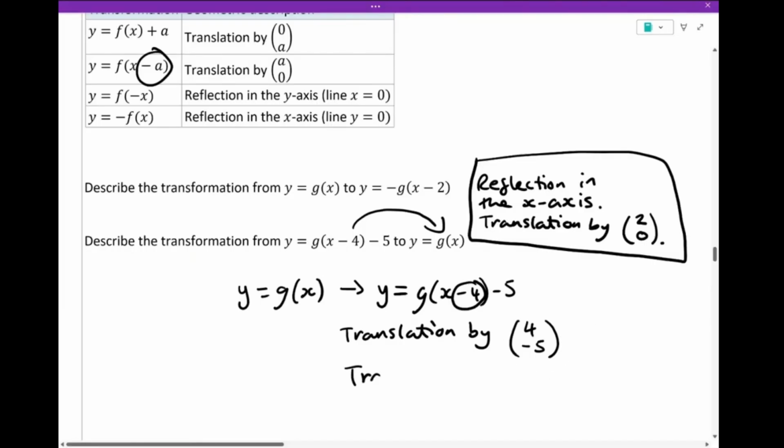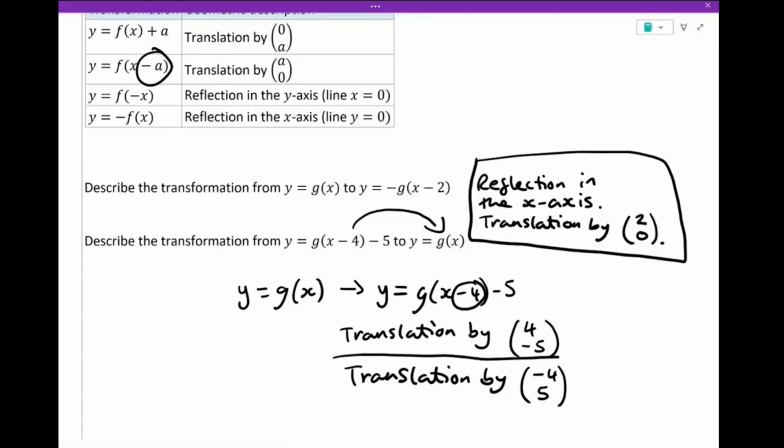So it'd be a translation still. However, the vector would be, instead of doing 4 to the right, we want to do 4 to the left. So that's negative 4. Instead of going 5 down, we want to go 5 up. So that's going to be positive 5. Essentially, you multiply the components of your vector by negative 1.